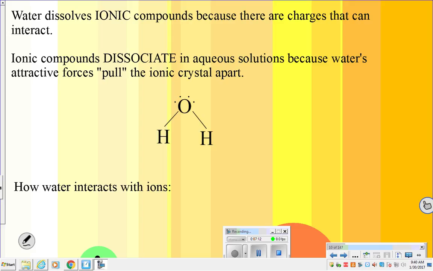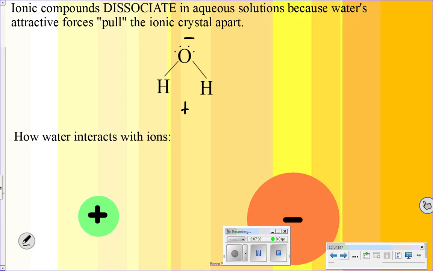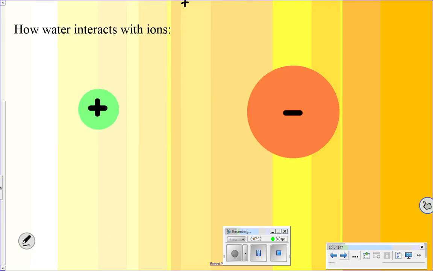So water dissolves ionic compounds because there are charges that can interact. We have talked about the polarity of water, the fact that up near oxygen, it's a little bit negative, and down near hydrogen, it's a little bit positive. So what allows ionic compounds to actually dissociate in solution is the fact that when a water molecule approaches an ion, it has a reaction.